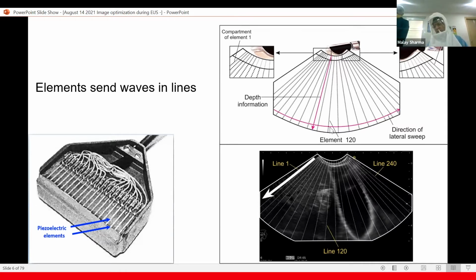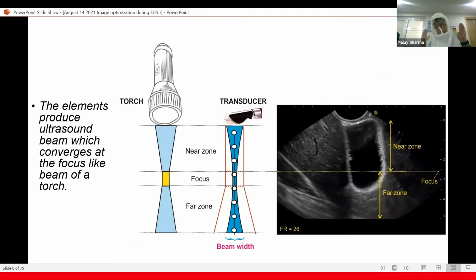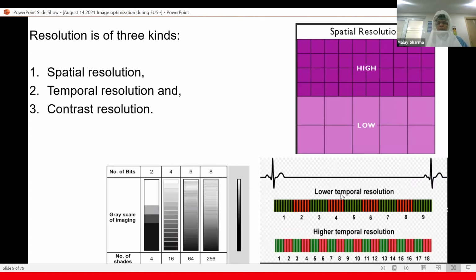Elements are sending ultrasound waves, and these elements are fitted at 0.5 degrees in the transducer. In this case, we will have about 240 elements in a 120-degree transducer. The elements produce waves, the waves concentrate, and then they diverge, and they have a near zone, a far zone and a focus. And the image is best seen at the focus.